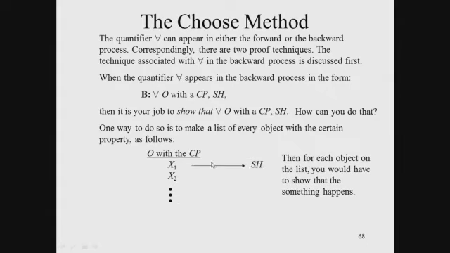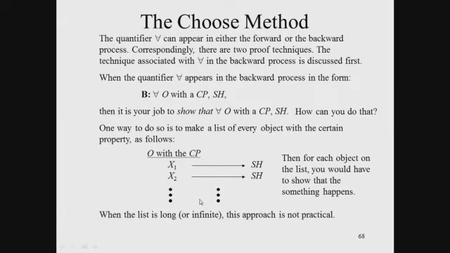So for x1, you have to show that something happens. For x2, you have to show that something happens. For all of these, you have to show that the something happens. Now, if the list only has 1 or 2 or 3 items on it, this will be a reasonable approach. But I'm sure you can appreciate that if this list is long or even infinite, this is not practical. You cannot show that the something happens for every object on the list. Do not do this for homework. It will take you a long time.